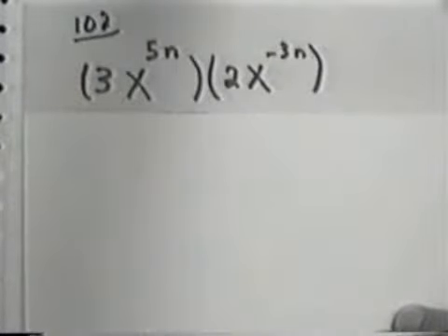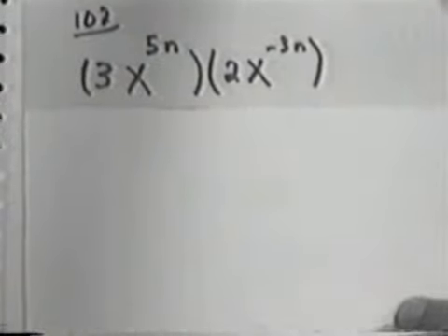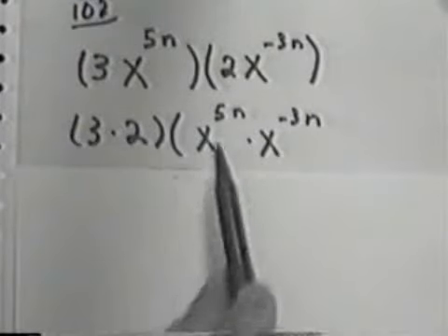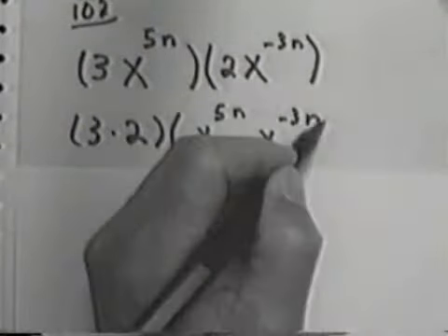So by the associative and the commutative laws, I can change the order of grouping and multiplication any way I want to. So I put the 3 and the 2 together. I put x to the 5n and x to the negative 3n together.